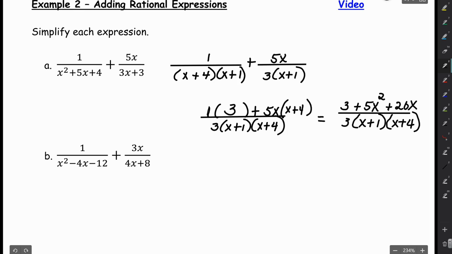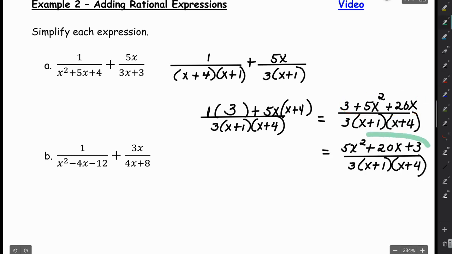If you want, you may want to put the numerator in standard form. It just makes me feel better to do that. So I'm going to go ahead and do that. And here's our final answer for letter A. So I would suggest trying letters B, C, and D on your own and come back to the video when you're ready.